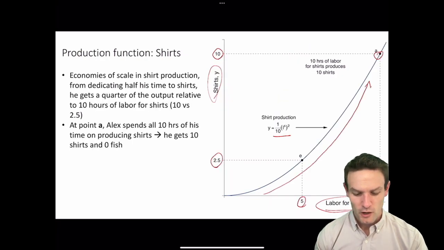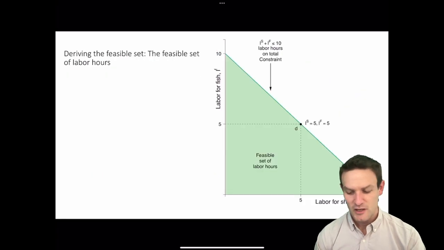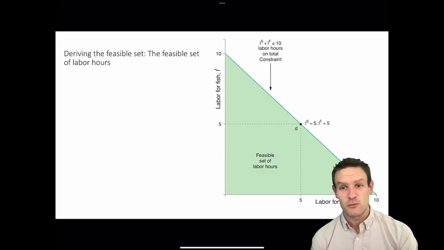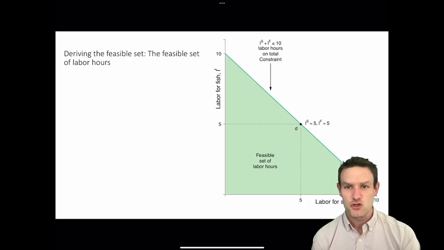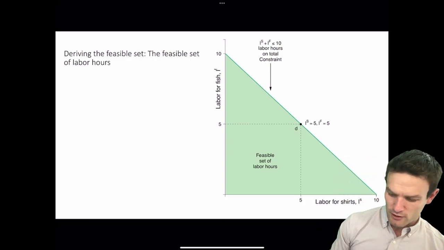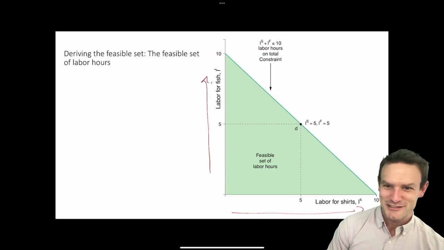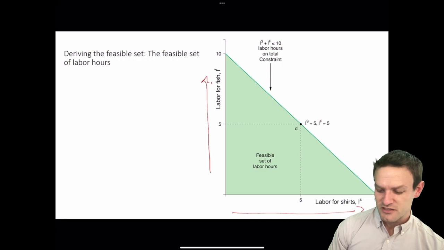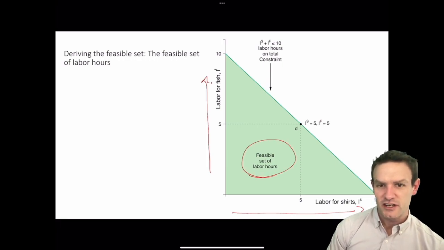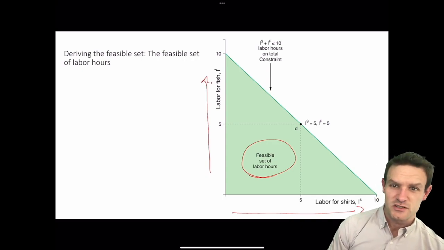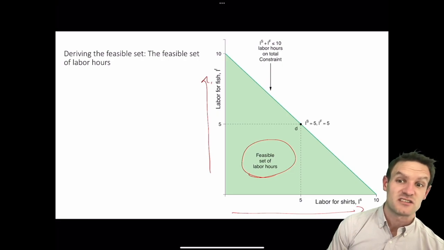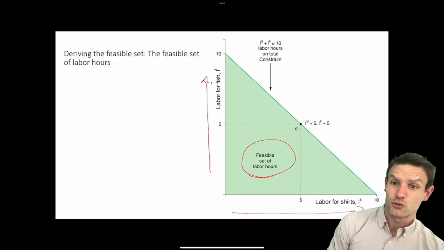Okay, so we've got those ideas in mind here. So when we think about this, the reason that we can talk about him dedicating the amount of time to these different activities is, notice here, I've got labor for shirts on the horizontal axis. I've got labor for fish on the vertical axis. Remember why we had those on those two axes earlier. And what I can see here is that I've got the feasible set of hours shaded in green. And so I can spend anywhere up to 10 hours on the two activities. And so the number of hours has to sum to a maximum of 10. So Alex isn't going to work for more than 10 hours a day on either fishing or shirt making.